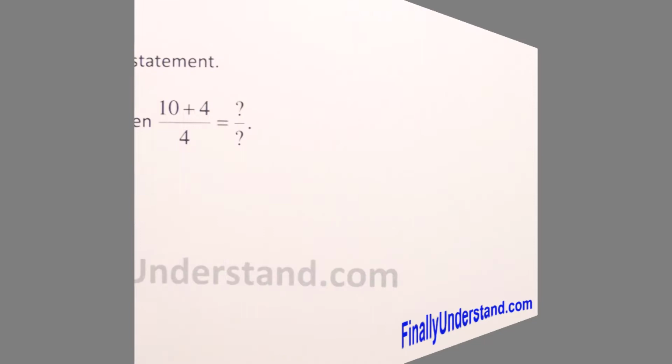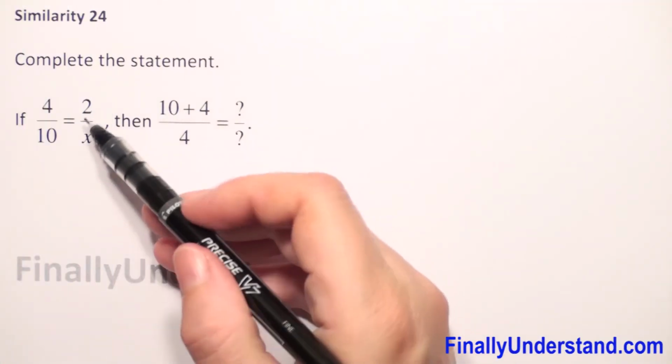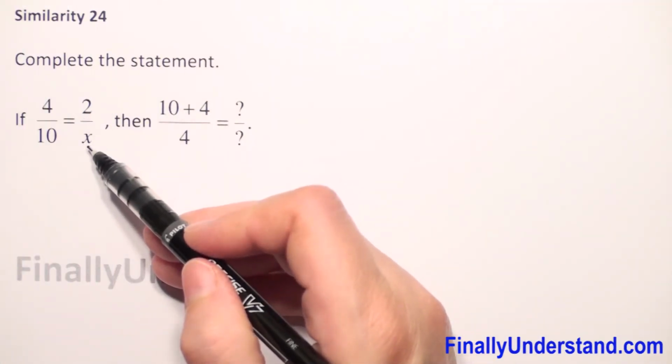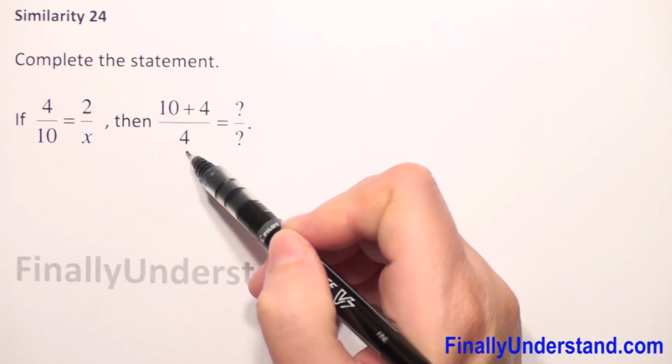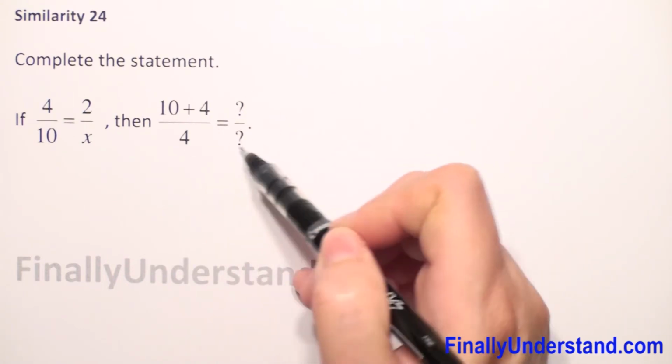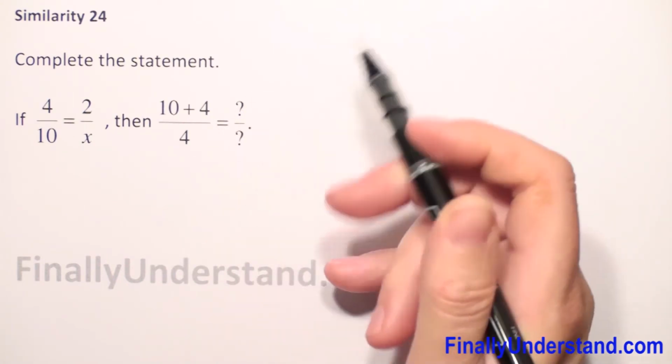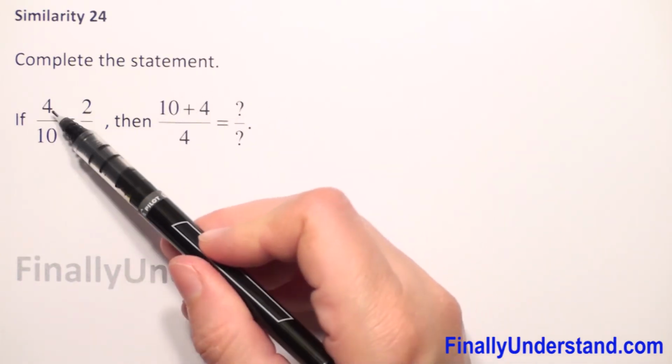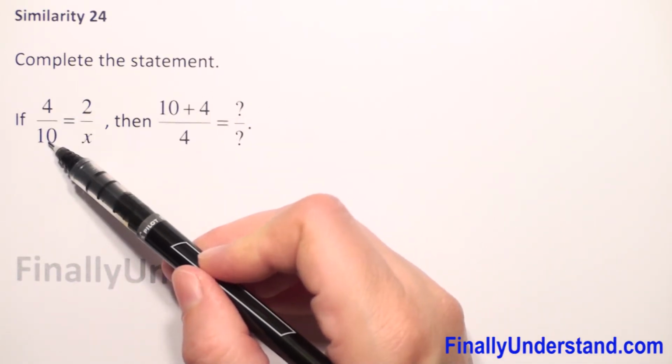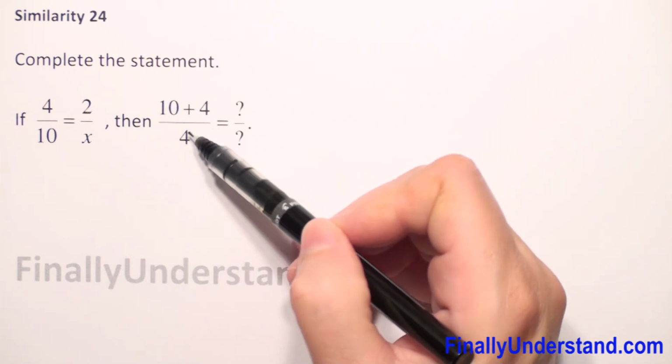We have to complete the statement. We have the proportion that 4 to 10 is equal to 2 to x. Then we have (10 + 4) over 4. We have to find what it is equal to. At the beginning we have 4 to 10. And now we have 10 over 4.